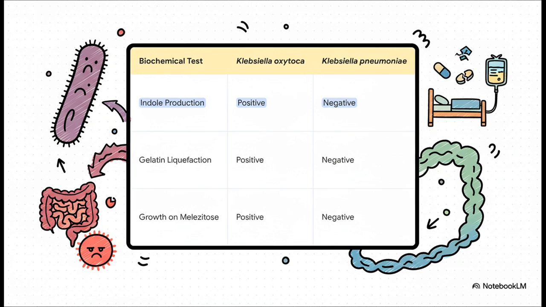How do we tell it apart from its much more famous cousin, Klebsiella pneumoniae? Well, while there are other tests, the real workhorse, the single most important differentiator for any busy clinical lab, is the Indole test. Klebsiella oxytoca is Indole positive. That simple classic biochemical reaction is our number one flag.